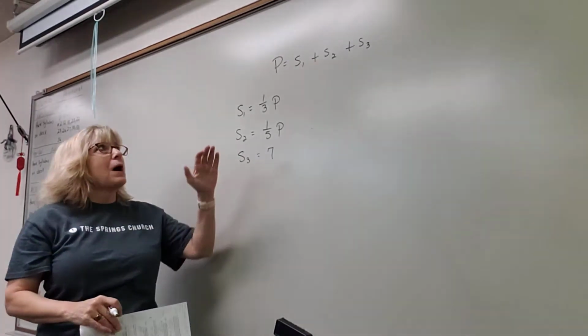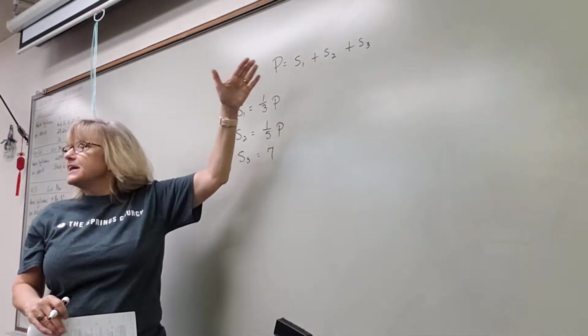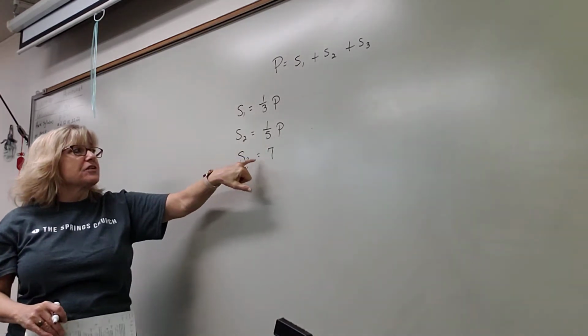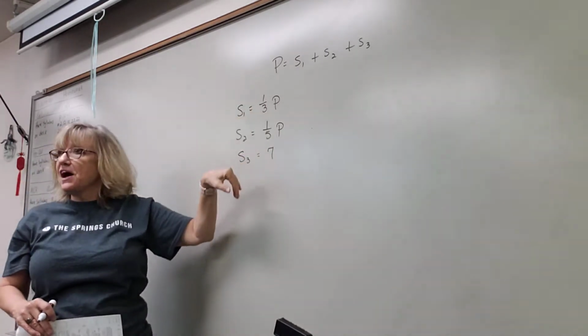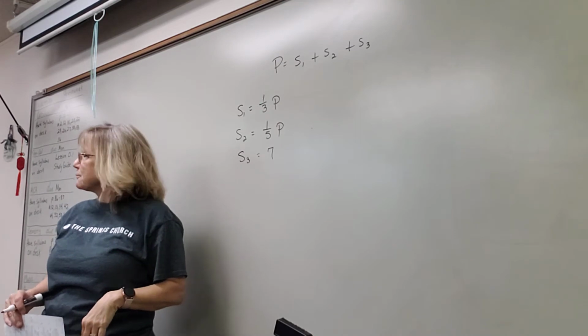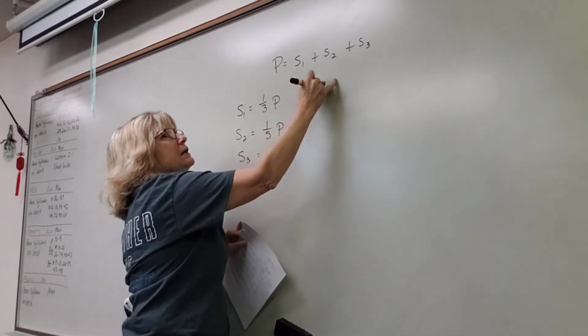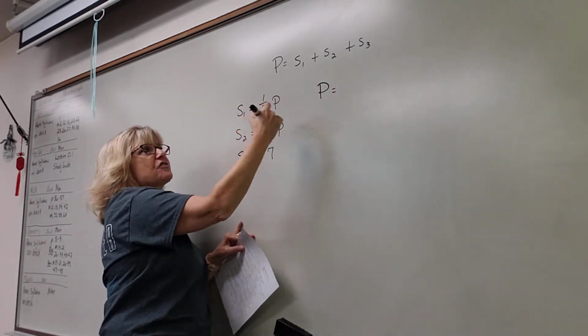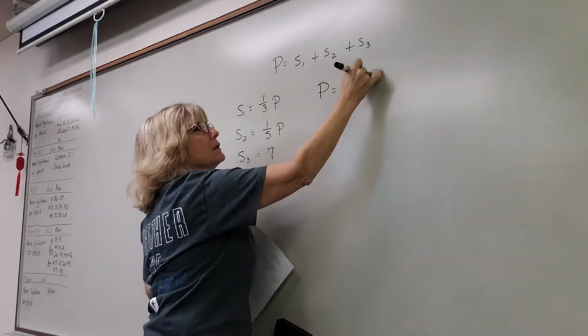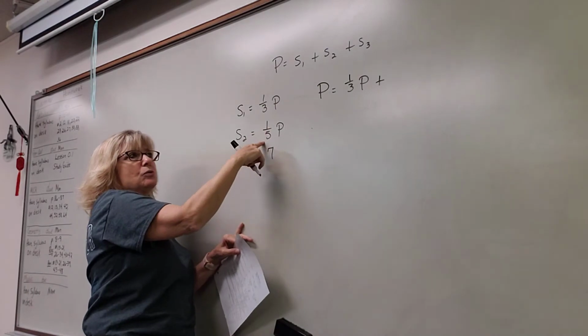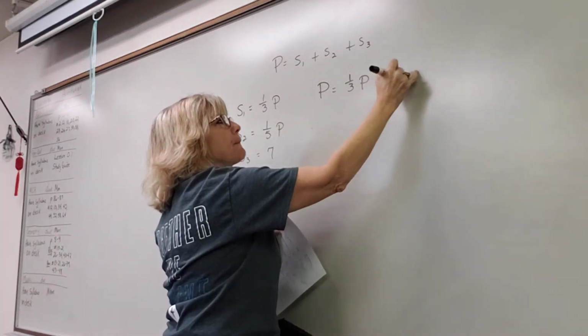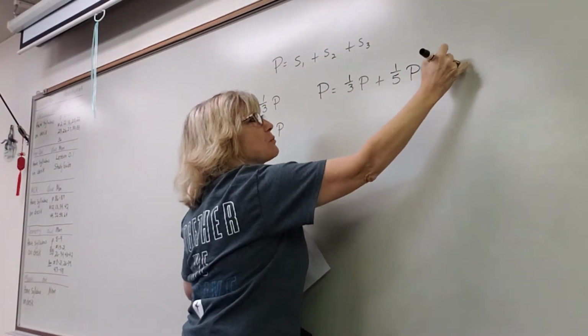Okay? So I have a formula, and all I need to do now is replace these variables with these values, and I'll be able to solve for the perimeter. Okay? So let's do that. So P, using my formula, S1 we said was 1/3 P, plus side 2 is 1/5 P, plus the third side, which was 7.